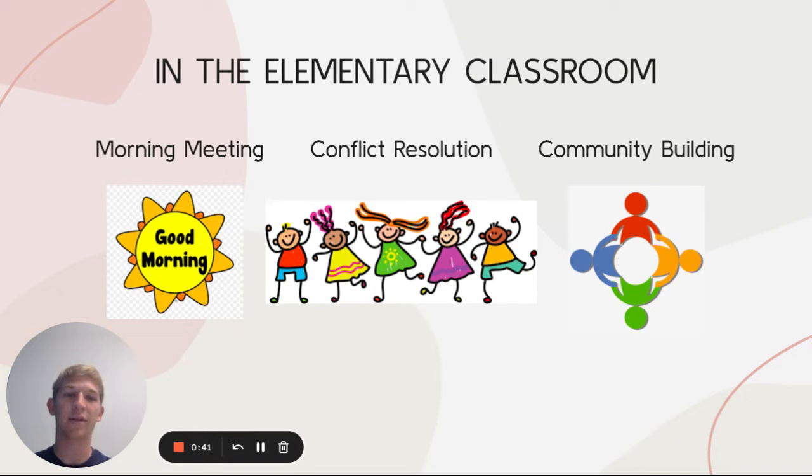A second way that the community circle can be used in the elementary classroom is for conflict resolution. While community circles can be proactive, they can also be useful as reactive measures. So if there is an issue that arises in the classroom, if two students are fighting, or if there's becoming a problem, or you're seeing something wrong with the culture of the classroom, a community circle can be a great way to address this issue.